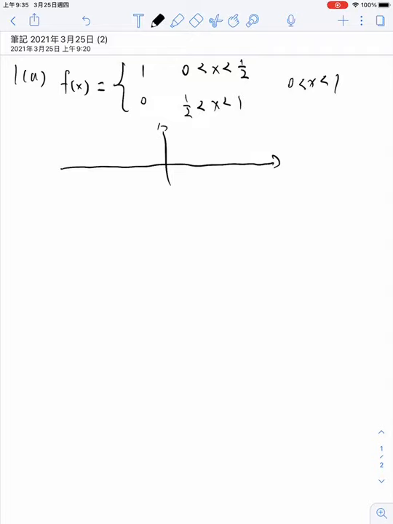So the function is 1 and 0, and 1 and 0 like this, and how we do it is with f(x) equal to f(x plus 1) here. So it will repeat itself again and again.